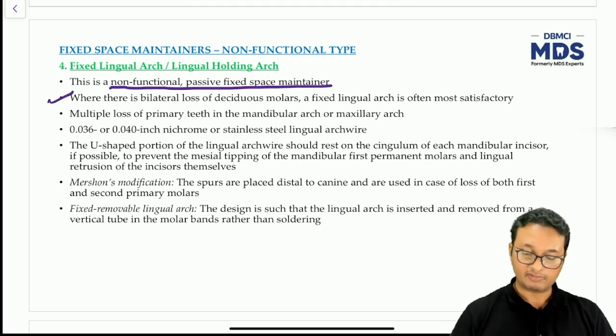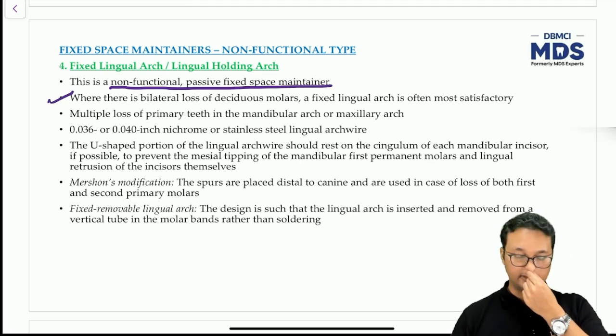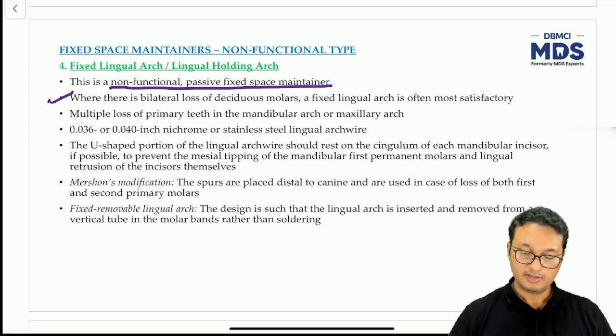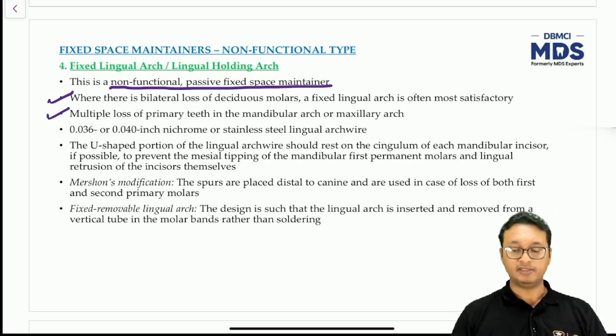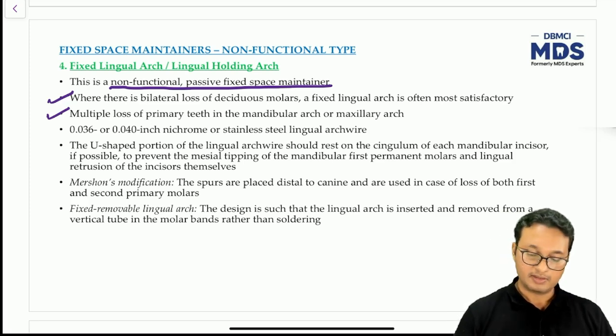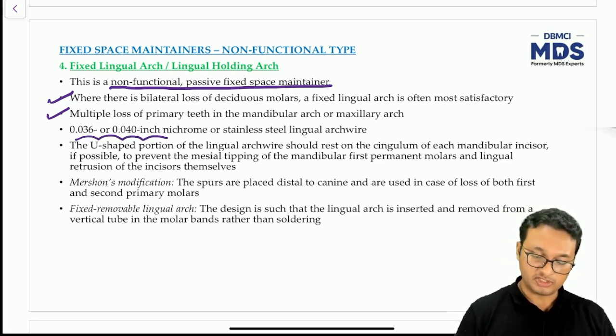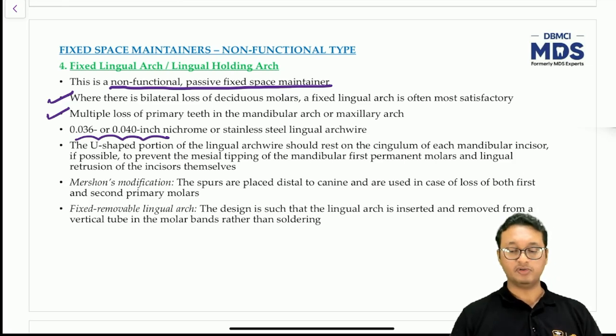Where there is bilateral loss of deciduous molars, a fixed lingual arch is often most satisfactory. Multiple loss of primary teeth in the mandibular arch, preferably in the mandibular arch. It can also be used in the maxillary arch. It is made up of 0.036 inch or 0.040 nichrome or stainless steel lingual arch wire.